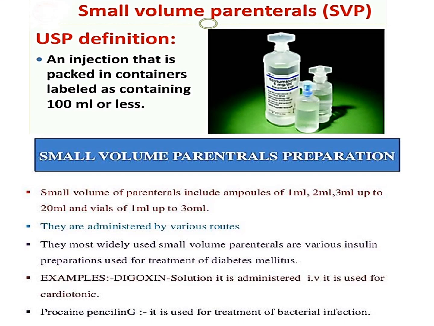The small volume parenteral limit is 100 ml or less. Either it will be less than 100 ml, or the maximum limit is 100 ml labeled on the injection. Small volume parenterals include ampoules of 1 ml, 2 ml up to 20 ml, and vials of 1 ml up to 30 ml. Examples: digoxin solution is administered through IV, intravenous administration, as a cardiotonic.